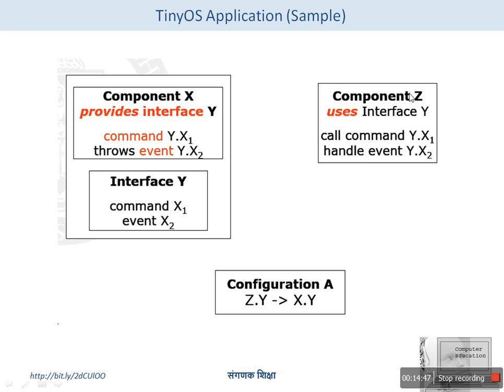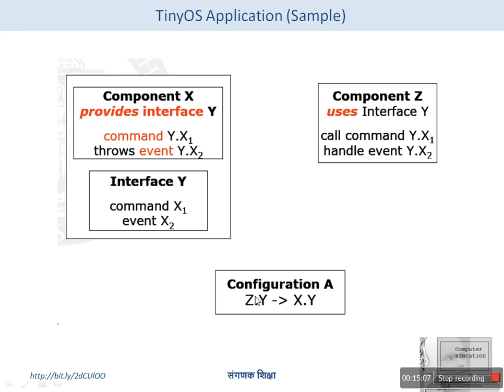Similarly, component Z also uses the same interface Y and calls the command x1 and handles the event x2. So this component Z is also using these two constructs, that is command and event. Now these two components are wired by a configuration file.